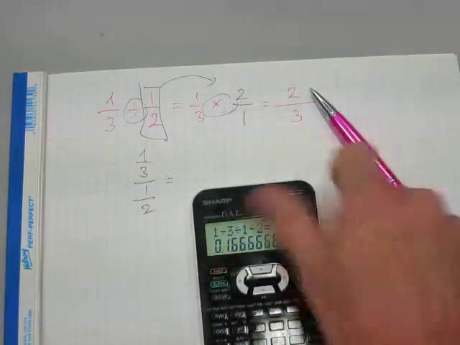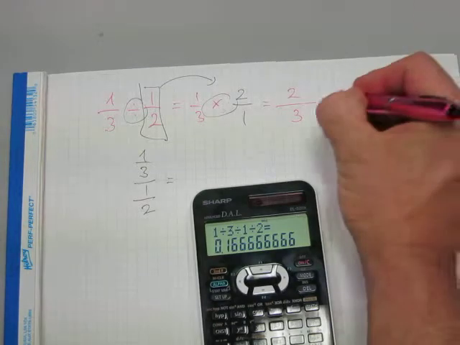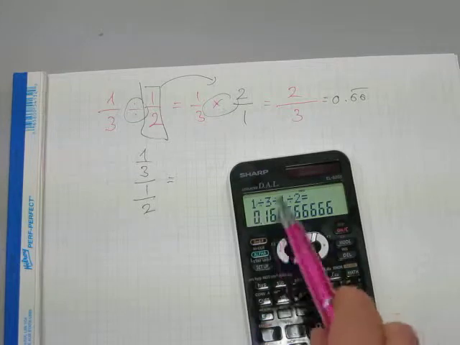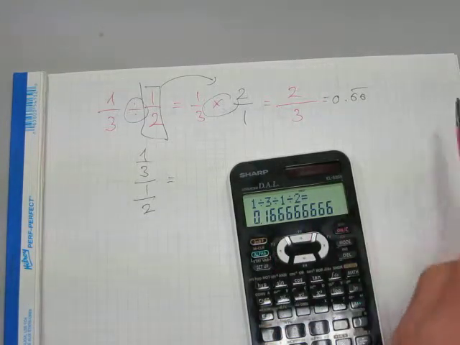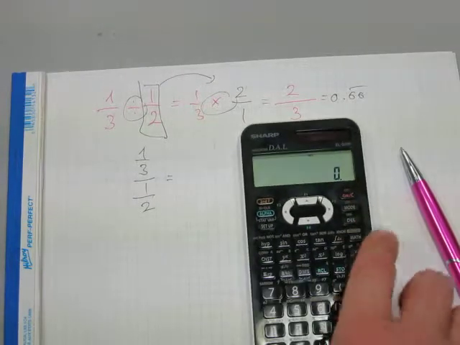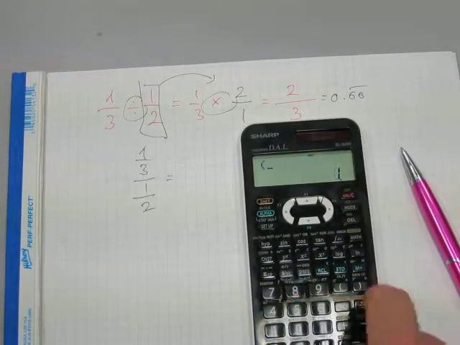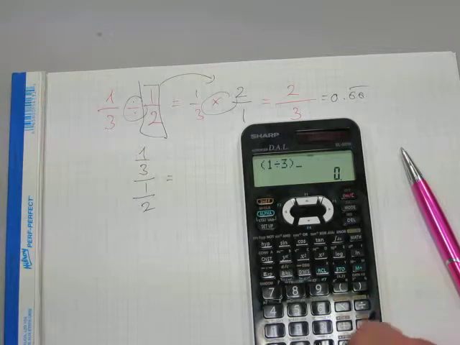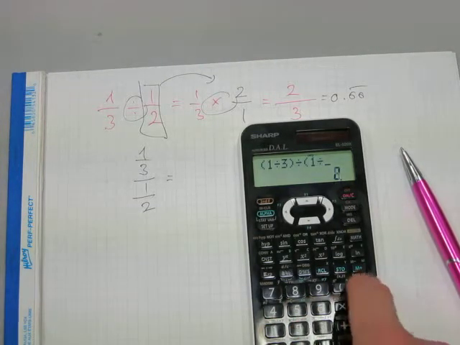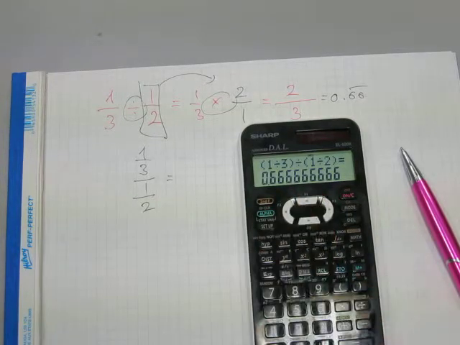2/3 in decimal format is 0.66666, and I'm seeing 0.166. So in this format, the calculator will not give you a proper answer. You need to bracket the two fractions. 1/3 divided by 1/2. And this way, now you get 0.66666.